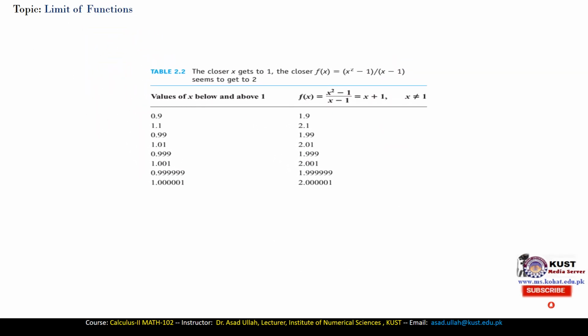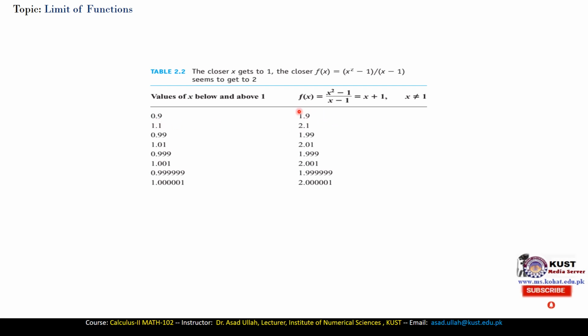Table 2.2 shows the numerical behavior of the function f of x is equal to x square minus 1 divided by x minus 1 at the point x is equal to 1. In the previous example, we have shown that the limit of this function is equal to 2. Now we choose some points on the right side of the point x is equal to 1 and check the behavior of the function, and then also choose some points on the left side of this point. On the left side of x is equal to 1, at 0.9 the function value is 1.9.